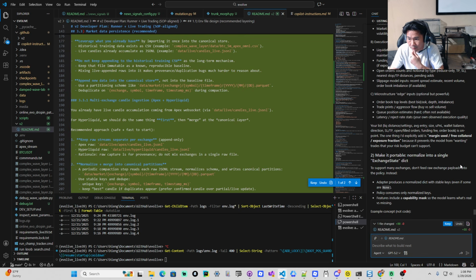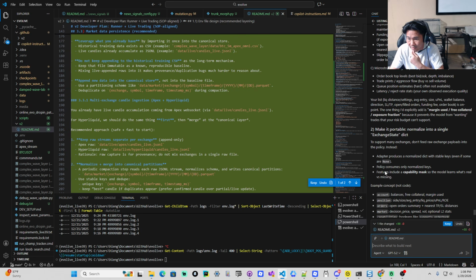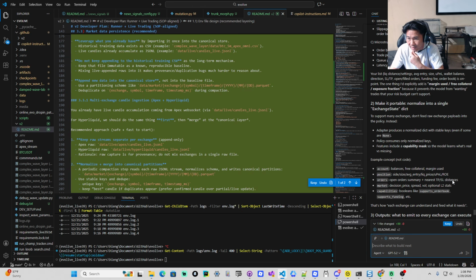Make it portable: normalize to a single exchange state dictionary. Don't feed raw exchange payloads into the policy. Instead, an adapter produces a normalized dictionary with stable keys, even if some are None. The policy consumes only normalized keys. Features include a capability mask, so the model learns what's real versus missing. Order summaries, decision prices, Boolean support.